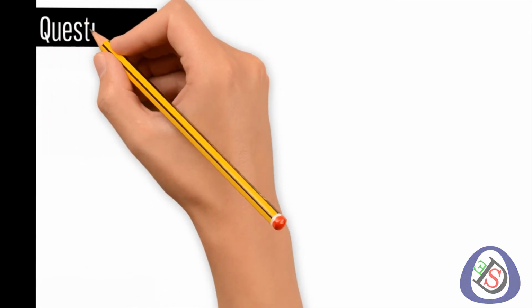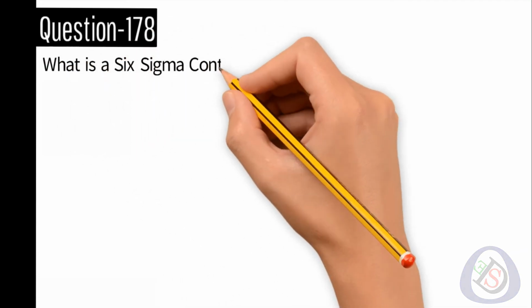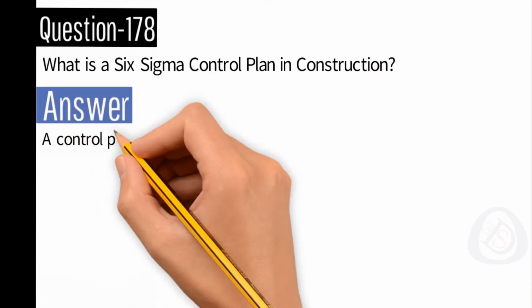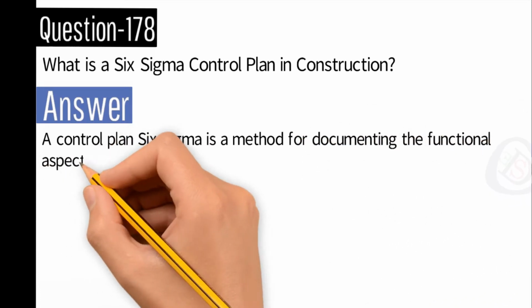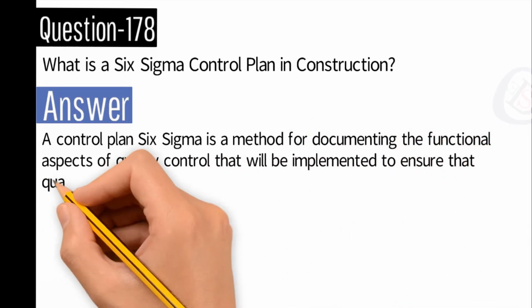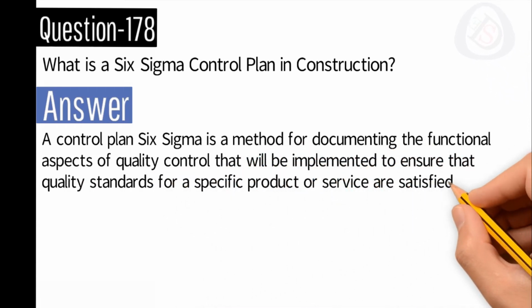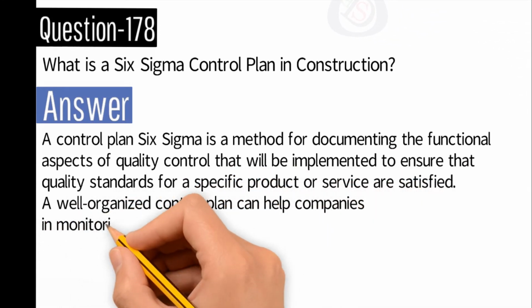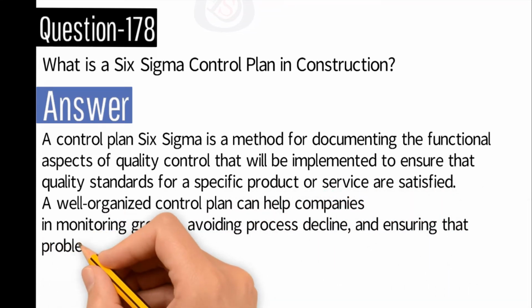Question number 178. What is a Six Sigma control plan in construction? Answer. A control plan in Six Sigma is a method for documenting the functional aspects of quality control that will be implemented to ensure that the quality standards for a specific product or service are satisfied. A well-organized control plan can help companies in monitoring growth, avoiding process decline, and ensuring that problems do not reoccur.